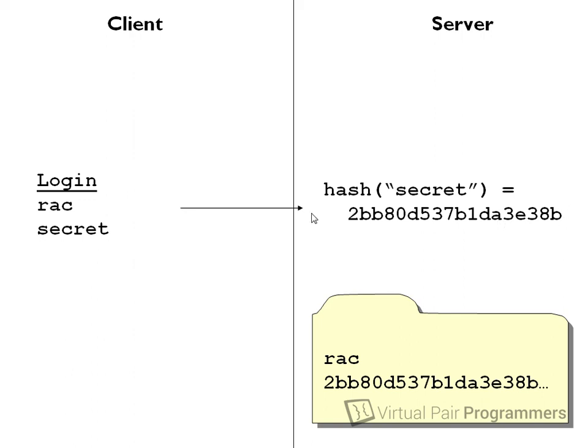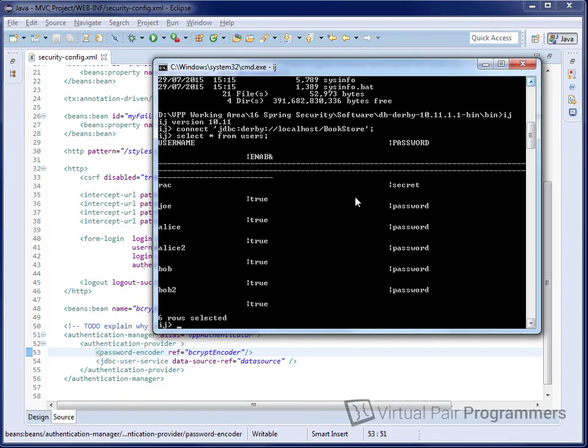Whenever a user logs in now, Spring Security will automatically run the plain password through the BCrypt hashing algorithm, and it will then compare the results of that with what's in the database. Well, we have a bit of a problem, and the problem is, of course, that the passwords in the database are all currently in plain text. So as things stand, what's going to happen when any of these users try to log in is they're going to be denied, because of course the results of the hashing algorithm is not going to match what's stored here.